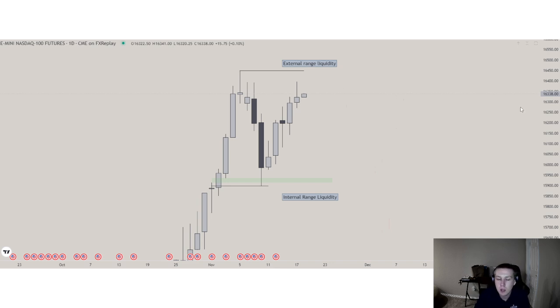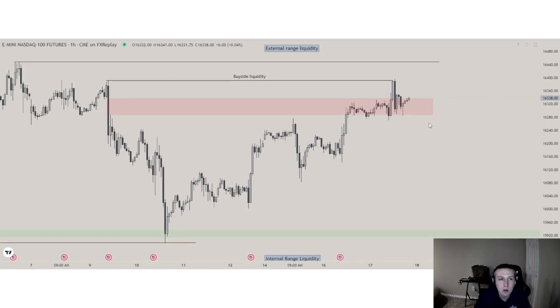So let's get straight into the action that we had. So we look here on the hourly chart. As always, if you want to look at these interpretations on your price, I would highly recommend you do these on your own charts. You're going to get the most out of it.